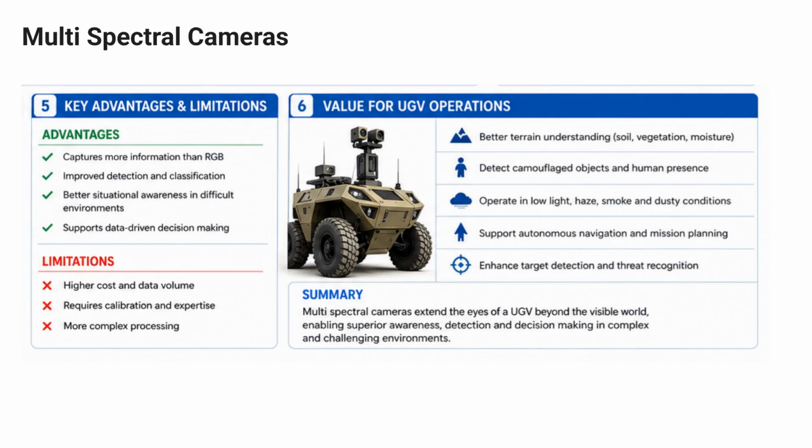However, this capability comes at a cost. Multispectral cameras are significantly more expensive, generate larger data volumes, and require more calibration, processing power, and specialized algorithms. Their images may also be less intuitive for a human operator than a normal color view. For UGV operations, their value lies in advanced terrain classification, material identification, environmental assessment, and target detection. They are therefore best used as specialized perception sensors alongside RGB, thermal, and depth cameras.